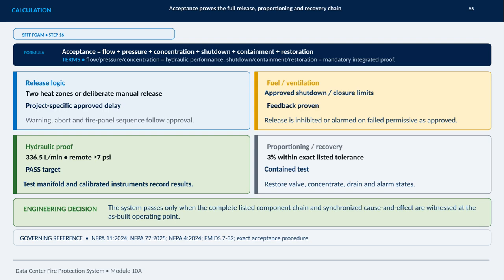Finally, the valves, concentrate, drains, and alarm states must be restored. This integrated acceptance approach is governed by the listed NFPA, FM, and project-specific procedures. The key point is that no isolated result can substitute for synchronized cause and effect proof.